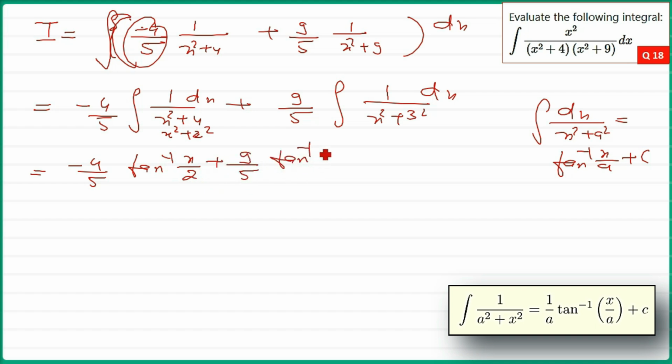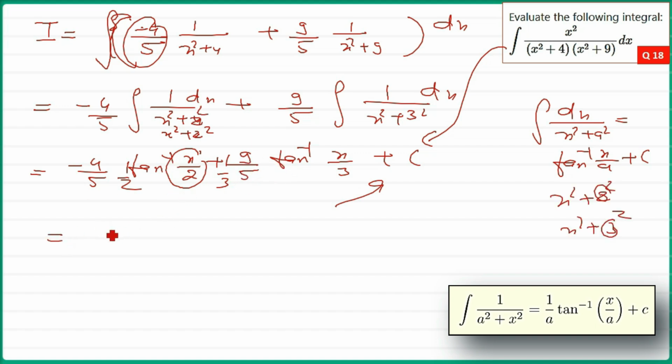I'll just write 9 by 5 tan inverse x by 3. So 1 by a also will come, 1 by 3 will also come. So please remember there is a slight change in this formula. Integration of dx by x square plus a square is tan inverse x by a. So let me include this. So 1 by 2 and 1 by 3 because of 1 by a tan inverse x by a, that will come.